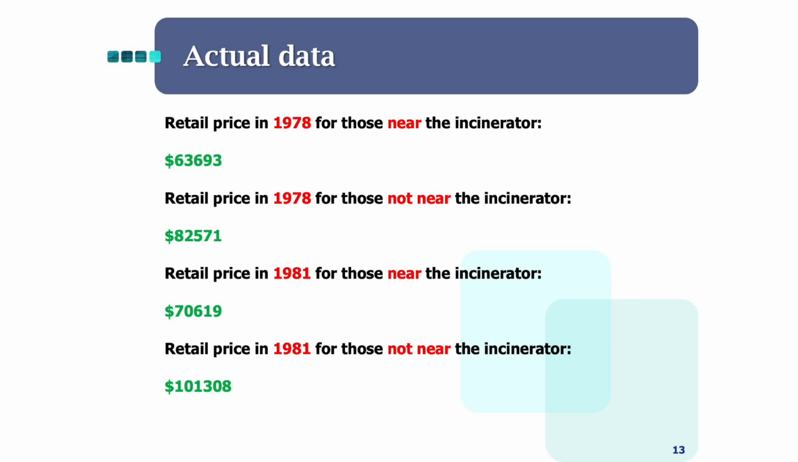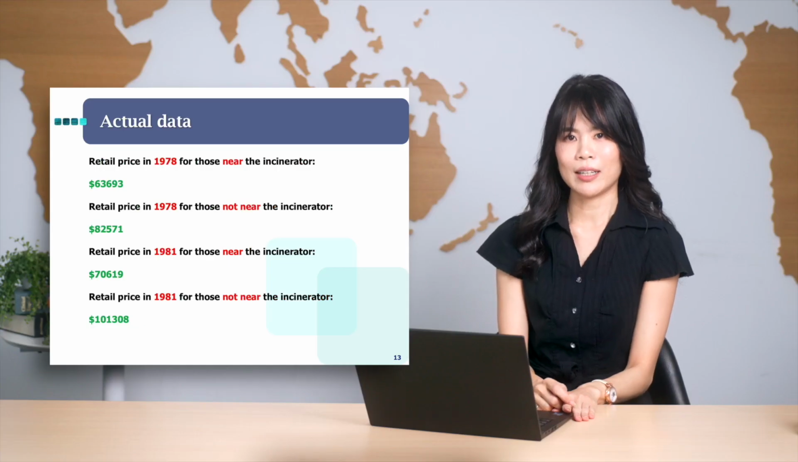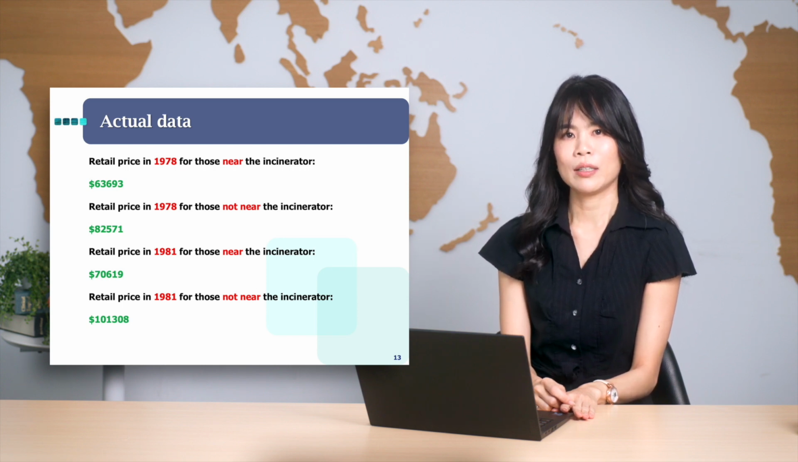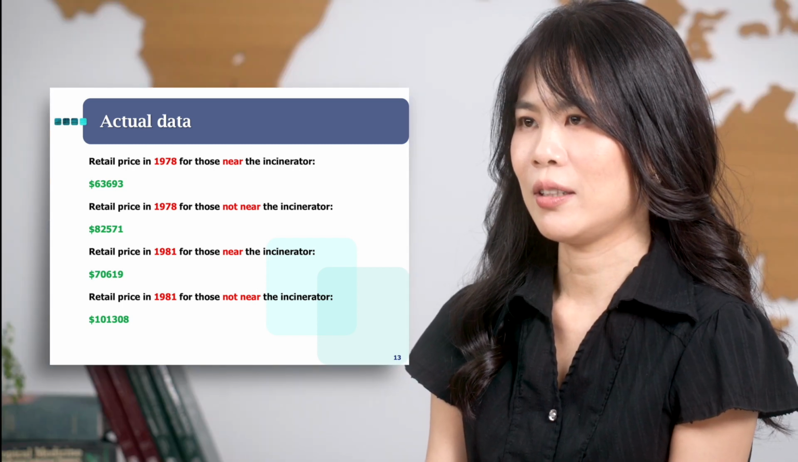Let's look at some actual data. These figures were derived from the true retail market at that time. Retail price in 1978 for those near the incinerator was around $63,000. Retail price in 1978 for those not near the incinerator was around $82,000. We can see that even before people knew where the incinerator was going to be built, the retail price for those houses near the future incinerator was already lower, meaning that there was a pre-existing difference for the two groups in the first place. Let's look at the retail price after the incinerator was built.